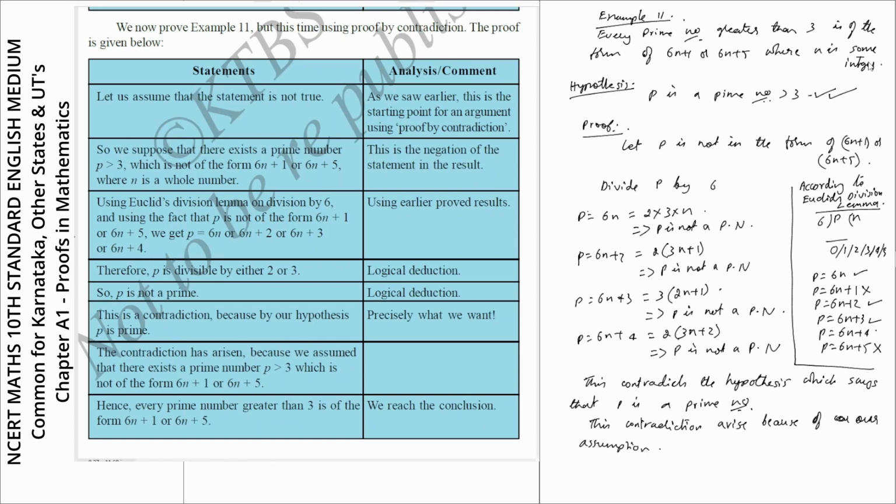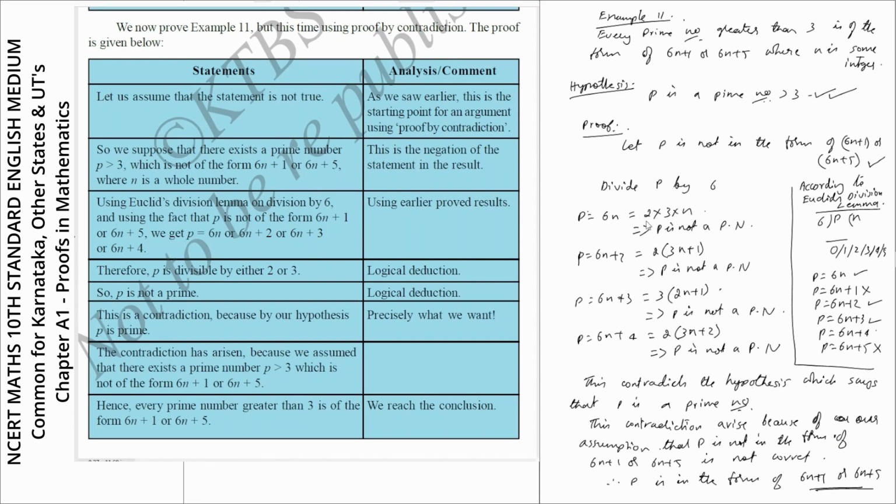So in the first line of the proof, I assumed that P is not in the form of 6n plus 1 or 6n plus 5. That assumption itself is wrong. This contradiction arises because our assumption that P is not in the form of 6n plus 1 or 6n plus 5 is not correct. Therefore, we can conclude that P is in the form of 6n plus 1 or 6n plus 5, and that completes the proof. I hope things are clear for you in this problem.